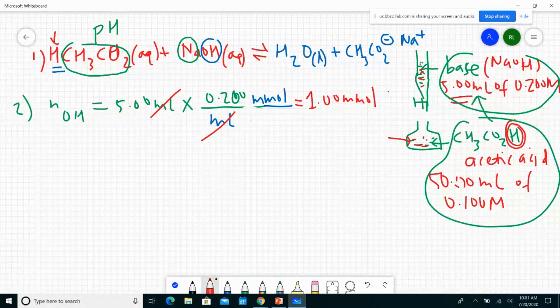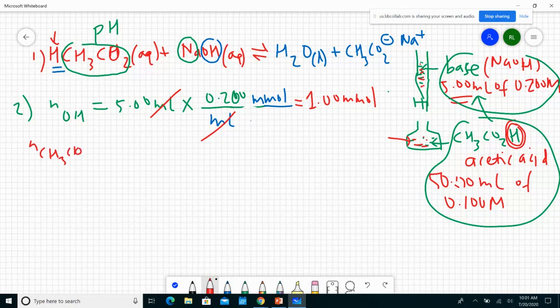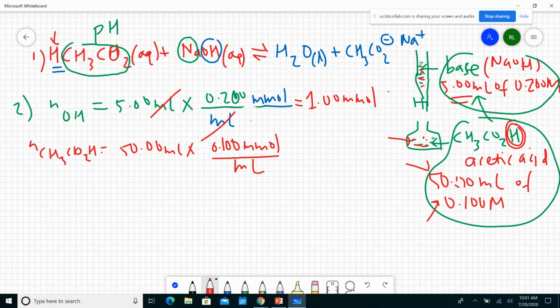millimole. I'm going to do the same thing with acetic acid. The number of moles of acetic acid is going to be 50 mL of 0.100 millimoles per milliliter. And again, the reason I'm doing this is to make my life easy. That way I don't have to convert these milliliters to liters. That's why I'm doing this. It's going to give me 5.00 millimole.